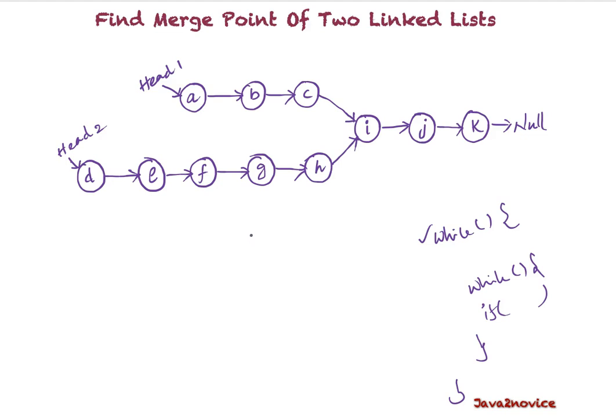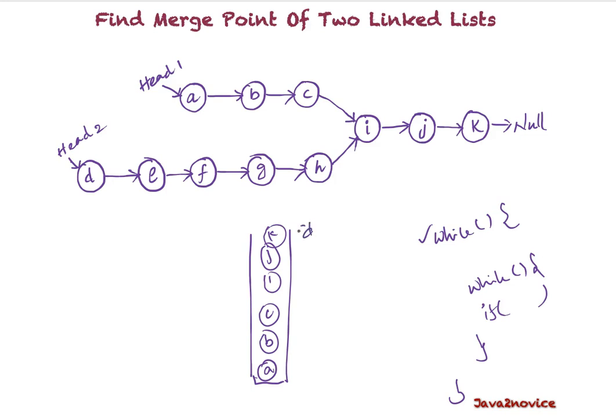In our second approach, we will take a set. We will iterate through one of the linked lists, let's say linked list 1. We will store all nodes into this set, let's say A, B, C, I, J, K. And then we will take the second linked list, read node by node and verify whether the given node is part of this set or not.